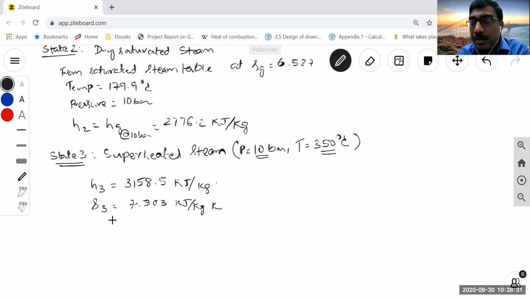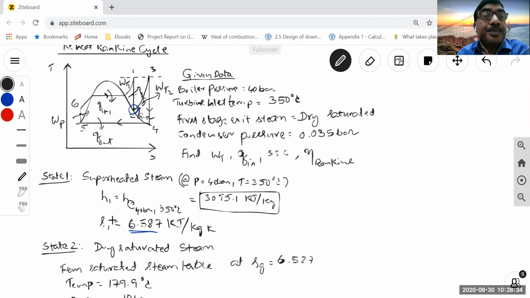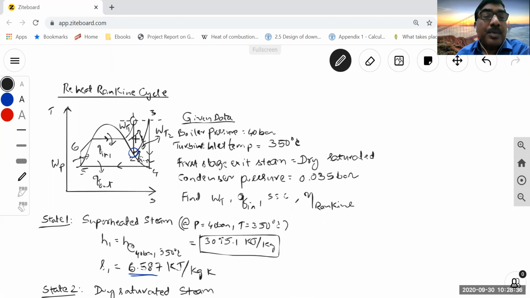Now we got this value, this value, this value, and we have to find out this value. Here it is a wet steam. After expansion in the second stage, this will be coming within the saturation curve. Here of course the figure is not drawn correctly, but this point will be somewhere inside the saturation curve. So here it is a wet steam. So you have to clearly understand the state of each point and then find out the values.